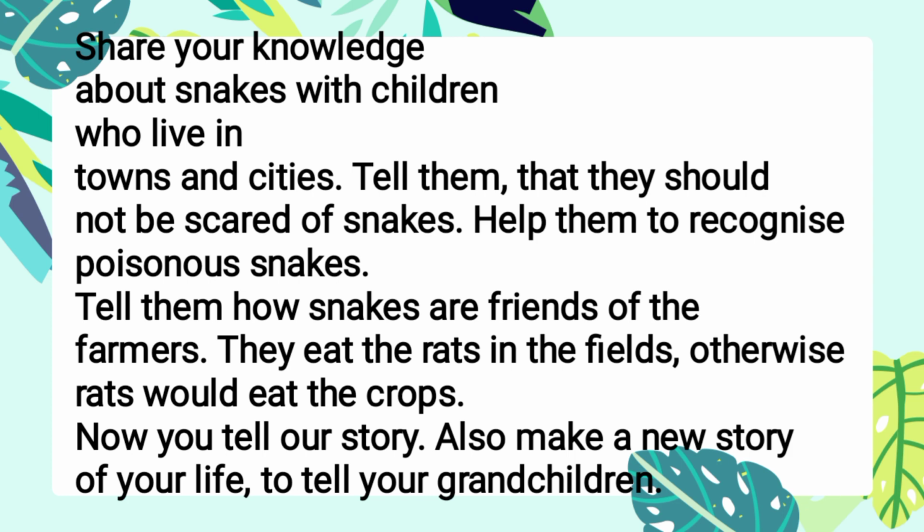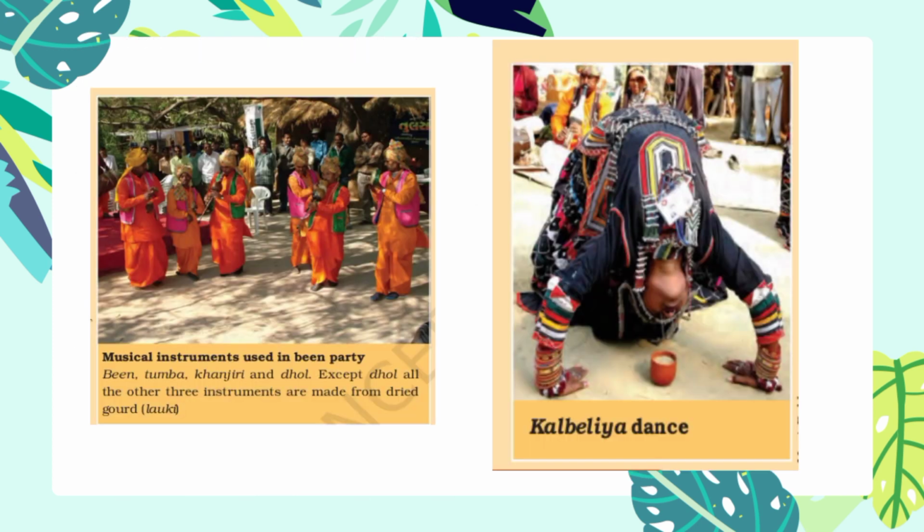Now you tell a story, and also make a new story of your life to tell to your grandchildren. So Aryanath's grandfather is telling him to go and tell the children in the towns and cities the knowledge he has about snakes, and also tell them that not all snakes are poisonous. Some of them also help the farmers in the fields by eating up the rats. If there are rats in the field, they can eat up the crops and cause loss to the farmers. So make your own stories so that you can tell them to your grandchildren.